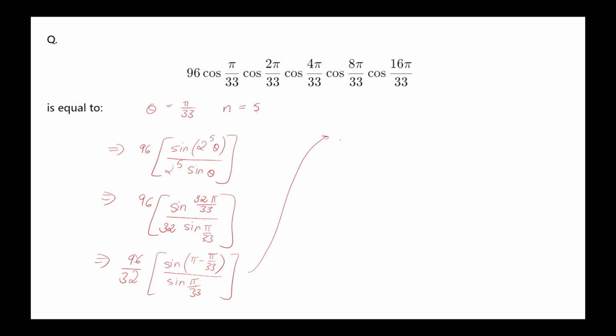Now if I take this here, what would it become? So from here I would get sine of pi by 33 upon sine of pi by 33. Since it is pi minus pi by 33, that means it lies in the second quadrant, and in the second quadrant sine is always positive. So this would simply just cancel out and we would get the answer. So this is how you generally solve questions which are related to series and ranges.